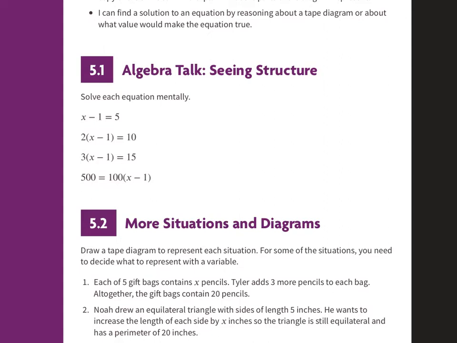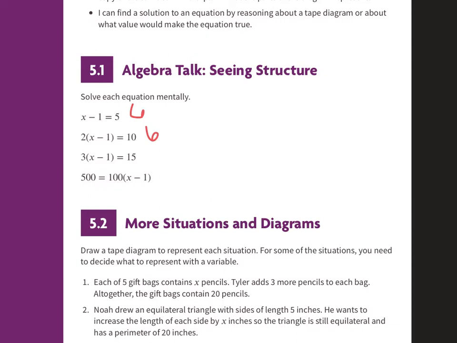All right, here we go. So the first one, what minus 1 equals 5? Well, 6 minus 1 equals 5. So the first one is 6. Okay. 2 times what is 10? Well, 2 times 5 is 10. And what minus 1 gives you 5? Well, 6 does. You see a pattern here?